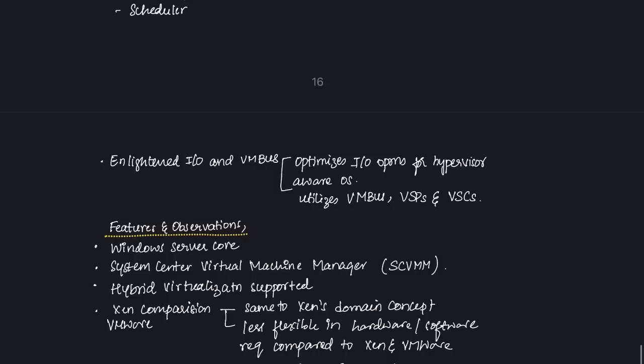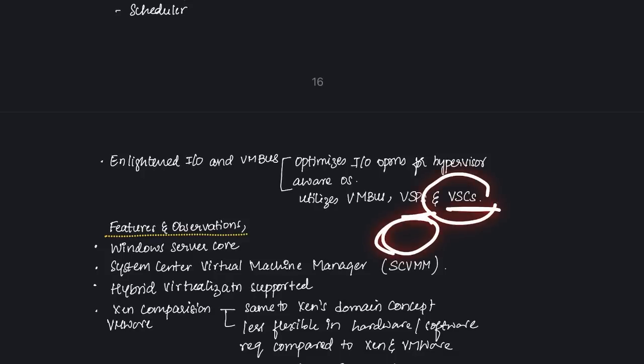So next we have enlightened IO and synthetic devices. Enlightened IO and synthetic devices will optimize the IO operations for hypervisor aware operating systems. In this, it will make use of the VM bus, VSPs and VSCs. VM bus will act as the inter-partition communication channel between the parent and the child partition. Whereas the virtual service provider, VSP, will be the kernel level drivers in the parent partition that will provide access to the physical hardware for the parent partition.